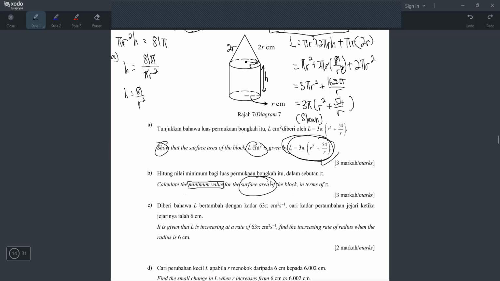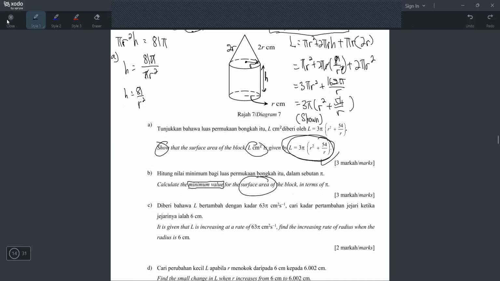If they say minimum value of area, then you differentiate the area equation equals 0. If they say minimum value of perimeter, then you differentiate the perimeter equation equals 0. If they say minimum value of surface area, then you differentiate the surface area equation equals 0. So what happens now? You will have to differentiate.